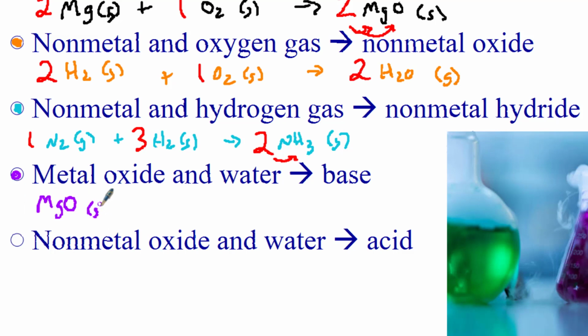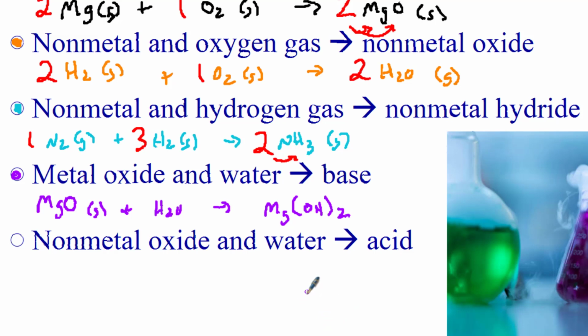MgO, and that's a solid. And that's going to combine with water. And that's going to make a base, magnesium hydroxide. Magnesium hydroxide. And magnesium's got a positive 2. Remember, hydroxide's got a negative 1. So that gives me Mg(OH)2.